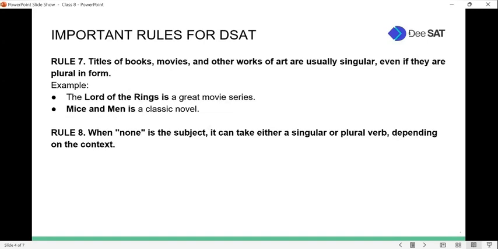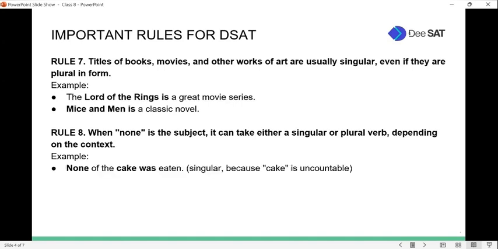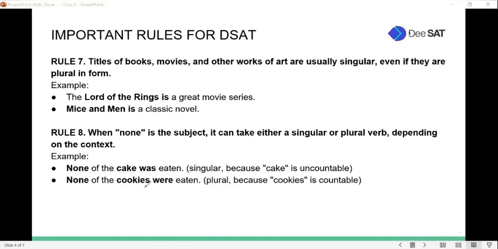The last rule for us to pay cognizance to is when none is the subject, it can take either a singular or plural verb depending on the context. Now, what do we mean by the context here? None of the cake was eaten, but none of the cookies were eaten. Now, when you're saying none, none of what? That is the context that you need to check. If it is singular, then your verb is also singular. But if it is plural, then your verb is also going to be plural.